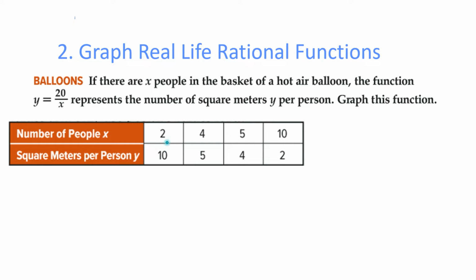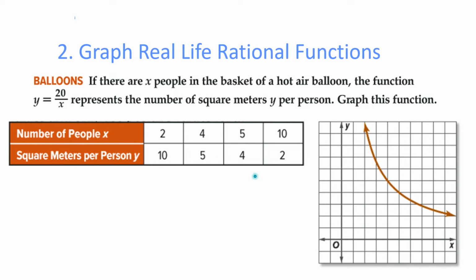Here I have considered some values which are factors of 20 to avoid decimal values for y. You can consider any value for x, but for convenience it is always better to consider the factors of 20 so that decimals will not be present in the values of y. The next step is to plot these values on the graph. Here is the graph we obtained from these values.